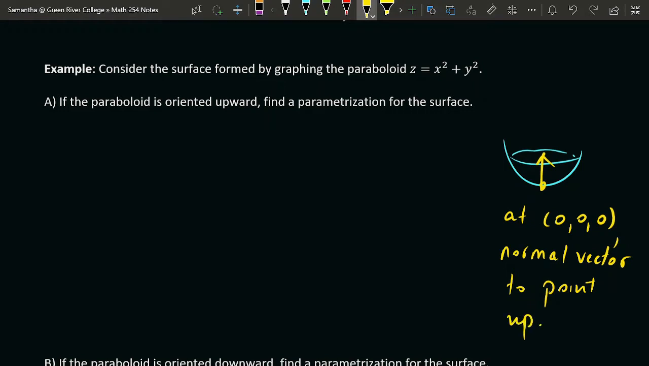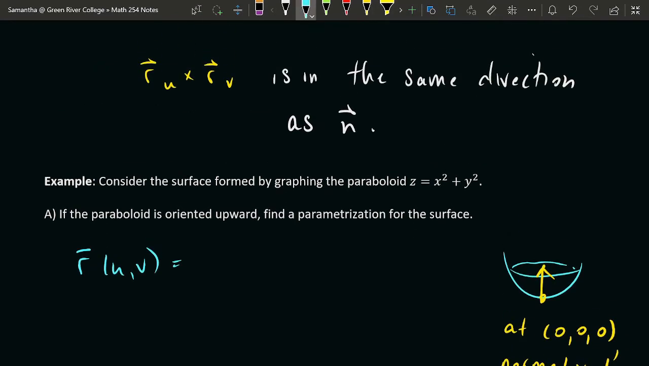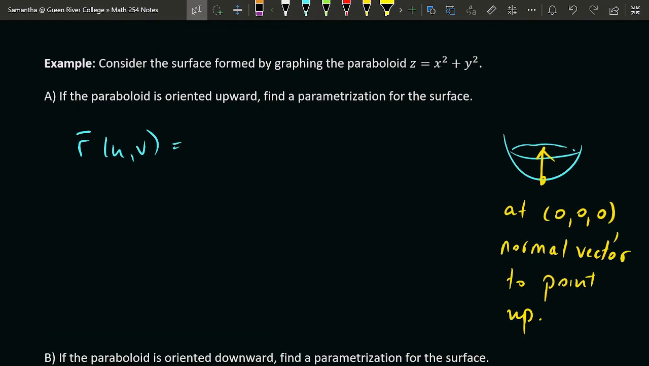Let's see if we can find a parameterization R of u,v which parameterizes this surface and which has the property that R_u cross R_v points upward, for example, at the origin. Now, yesterday we observed a general fact. We observed that if you set x to be u and y to be v, and the z component to be equivalent to the z formula when x is replaced by u and y is replaced by v, then this will parameterize the surface.